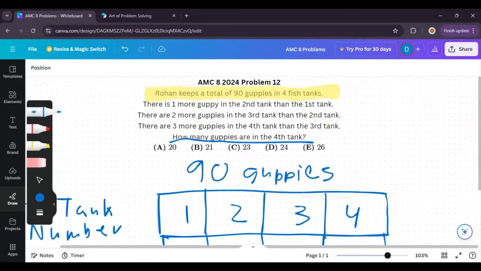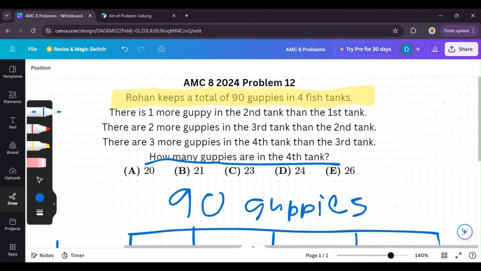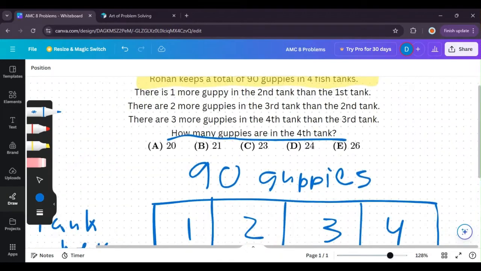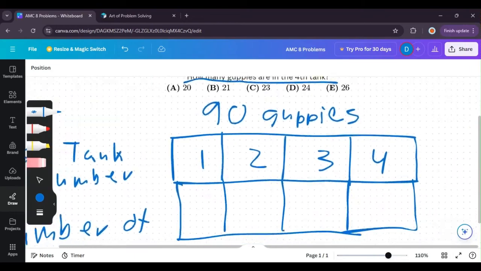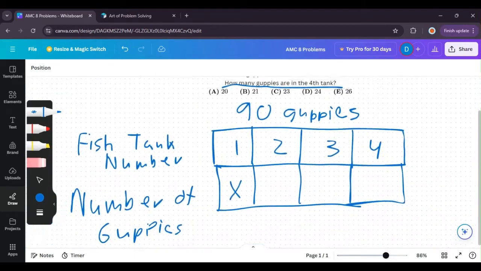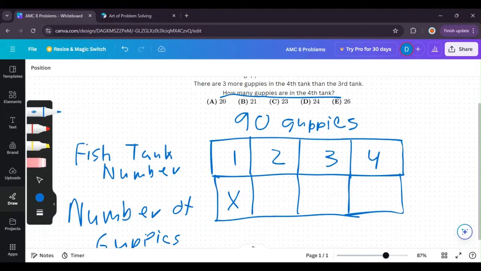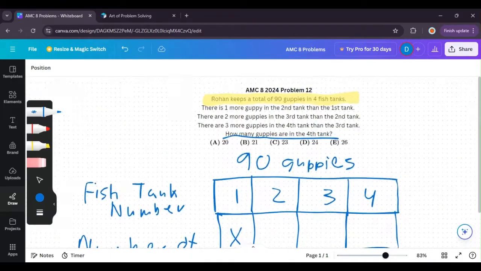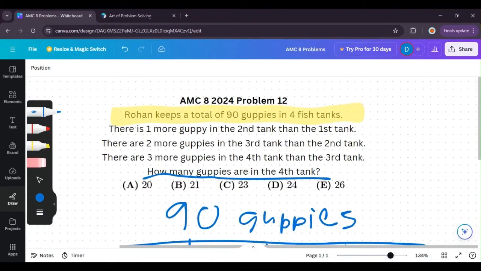Okay, so as you see here, the problem doesn't give you the number of guppies in each tank. It only tells us that there's 1 more, 2 more, 3 more in each other tank. So we're going to have to set a variable. The first tank we can set as x. So the number of guppies in the first tank is x. Okay, so now we can continue on.